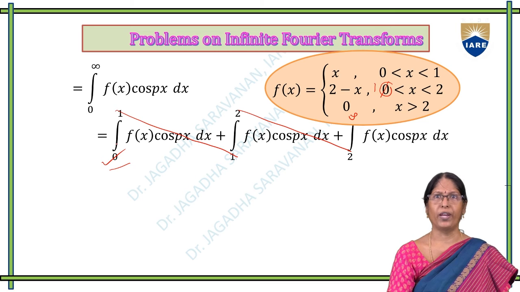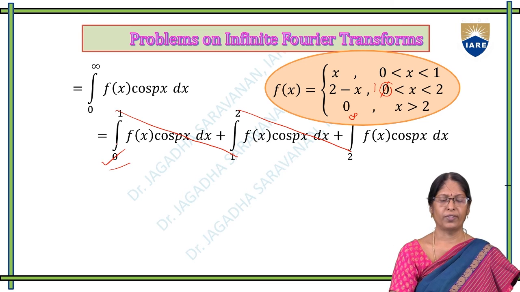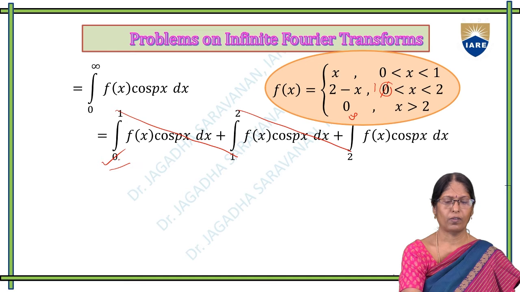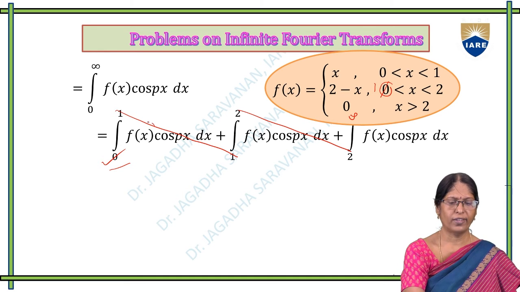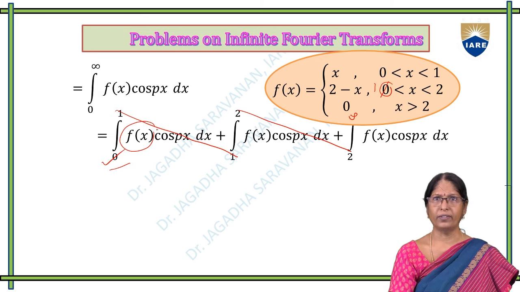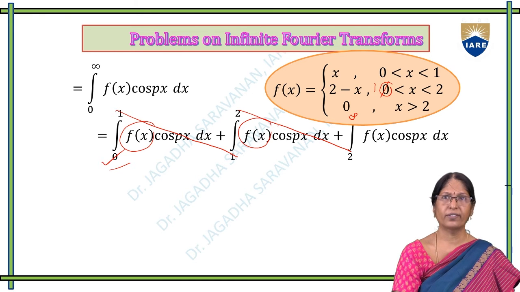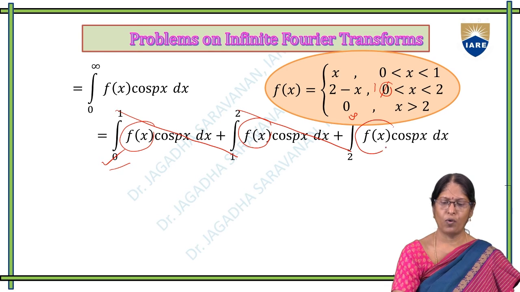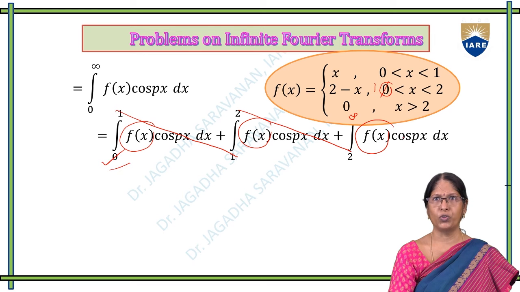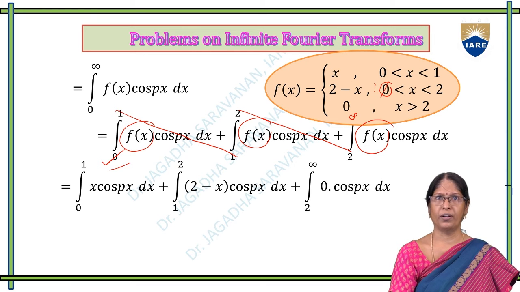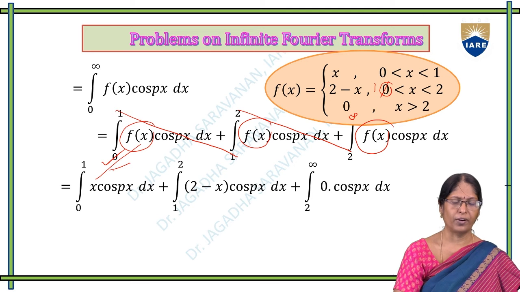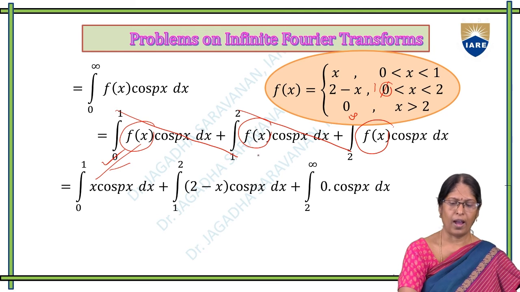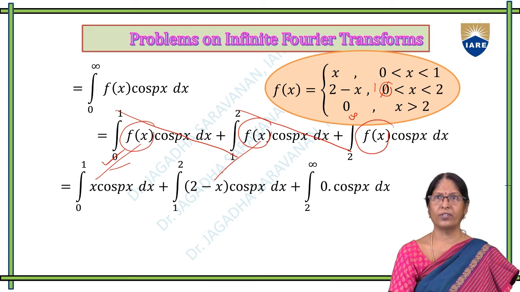So x lies between 0 to 1, that is f of x is replaced by x. Here f of x is replaced by 2 minus x. Here f of x is replaced by 0. So we can see it here. The f of x is replaced here by x, and in this place f of x is replaced by 2 minus x. This is 0.